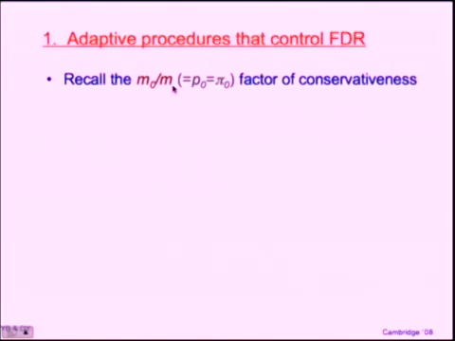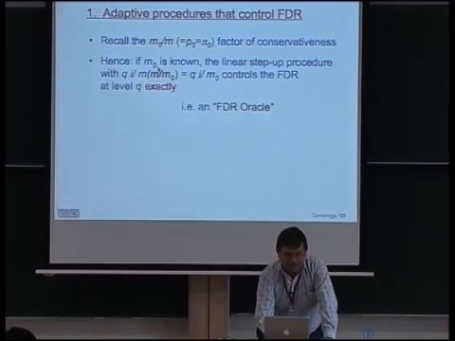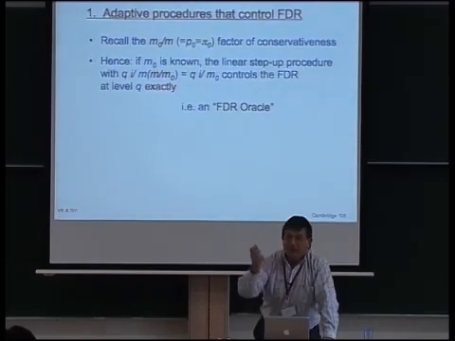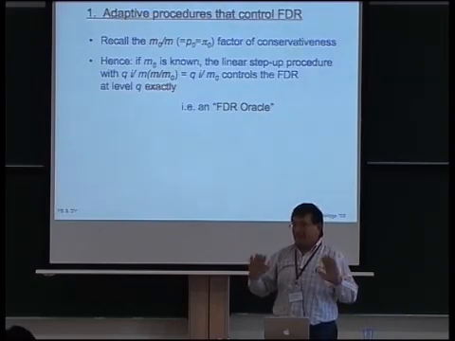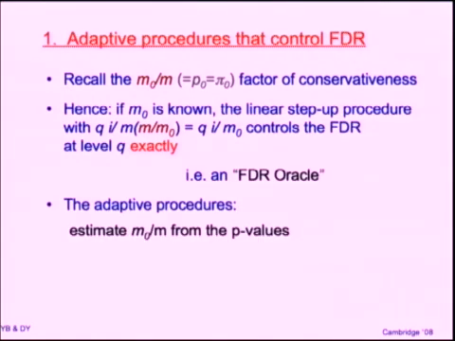Recall that we had m naught over m, or pi naught, in yesterday's talk. This is a factor by which the FDR procedure is conservative. And if m naught is known, then using the linear step up with q times m over m naught, inflating q by m over m naught, controls the FDR at exactly the right level. So this is an FDR oracle. The adaptive procedures try to estimate this thing and plug it in, inflating q by that amount.